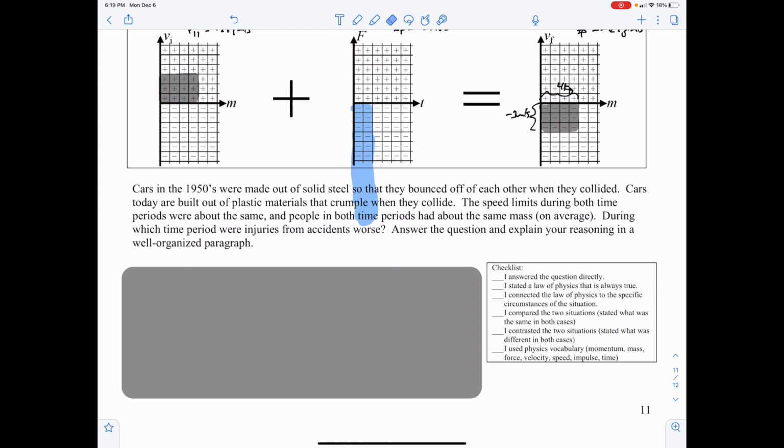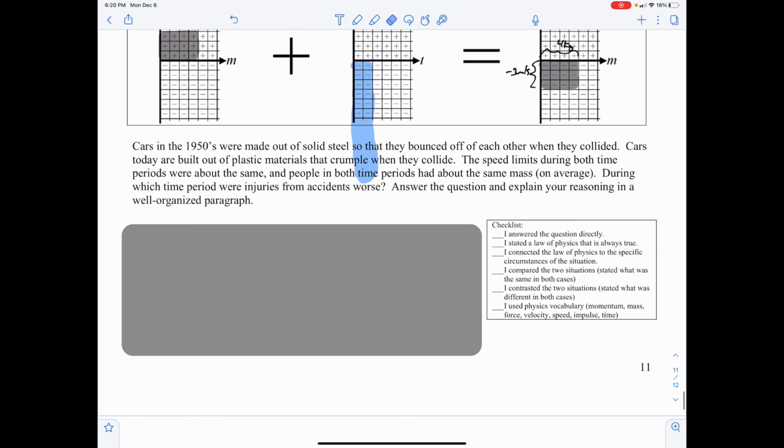Well, anyway, these cars today are built of fiberglass materials, plastic, even some aluminum. Although the chassis that holds the occupant compartment is made of steel, the surrounding areas of the hood where the engine is, and the trunk and the side panels, are all made of very flimsy material. The speed limits during the times are about the same, and the people in both time periods have about the same mass, more or less. During which time period were injuries worse? Answer in a complete sentence.